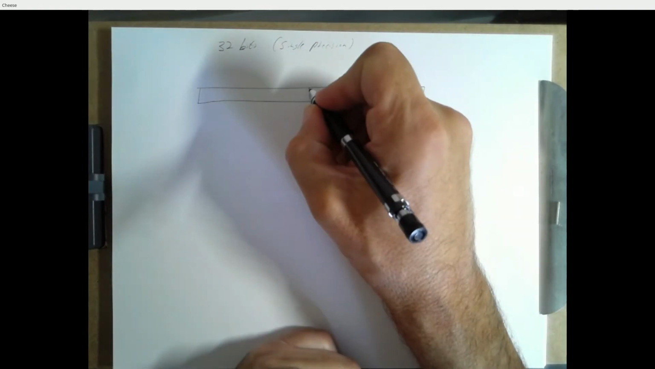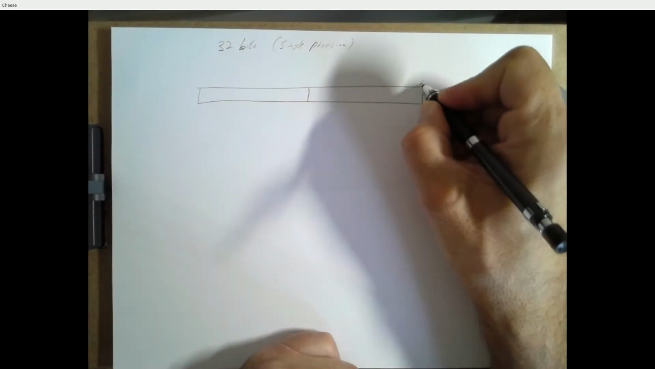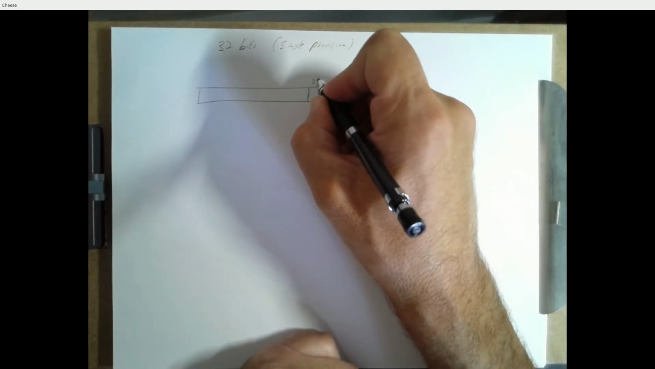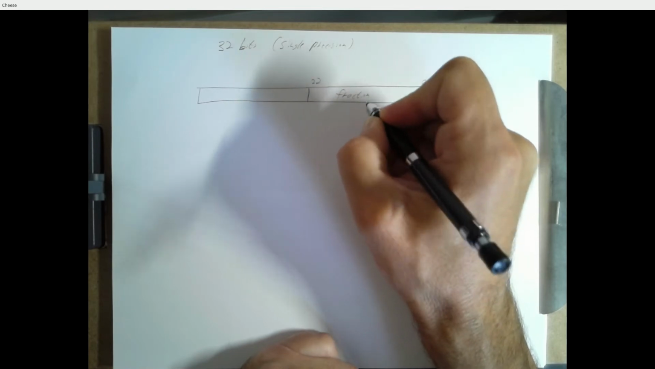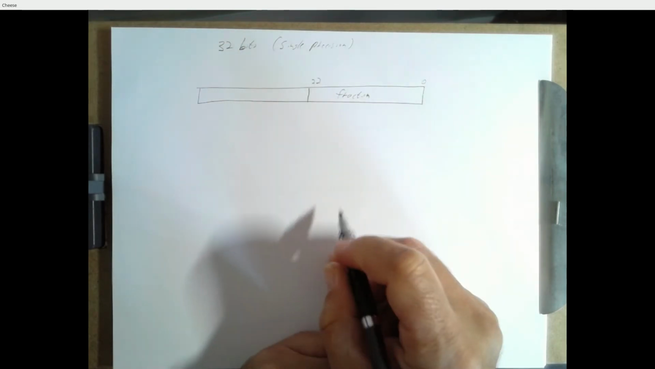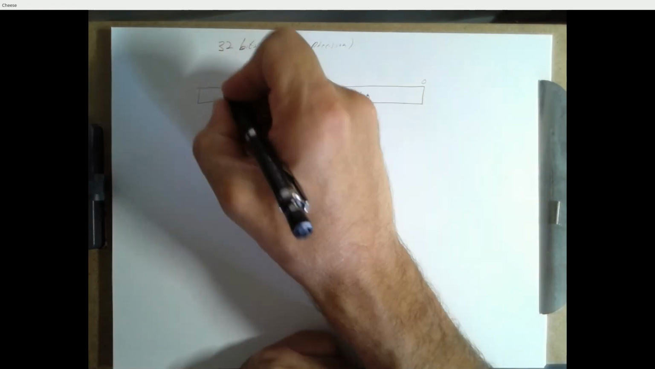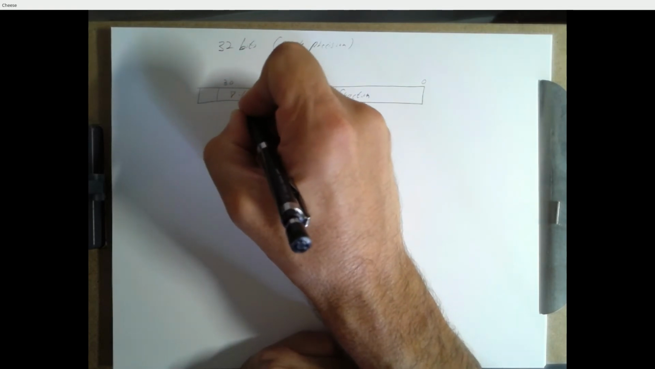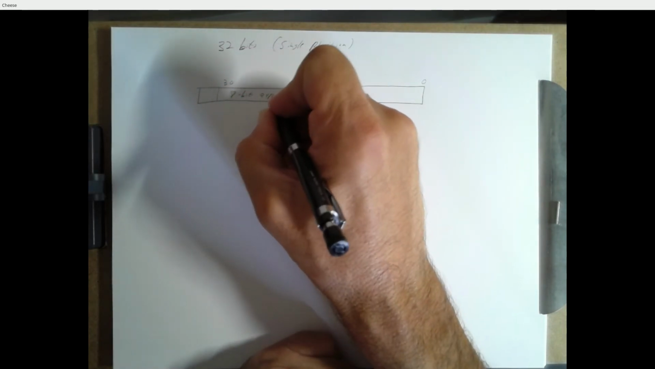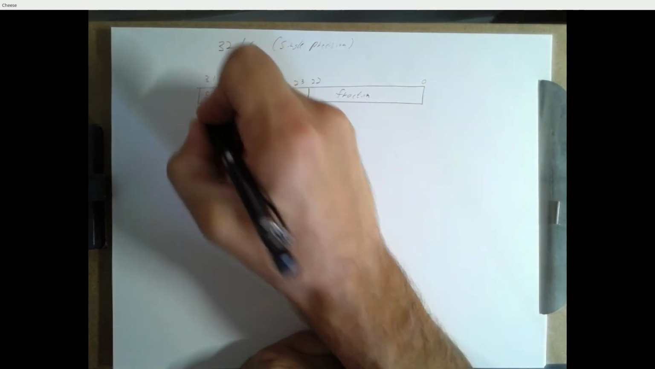So what do we do with these 32 bits? Well, there's going to be a fractional part, and the fraction is stored in the lower 23 bits. So we'll just call that fraction, and it goes from bit position 0 to 22. From 23 to 30, that's an 8-bit exponent. And this last bit, 31, that's a sign bit.